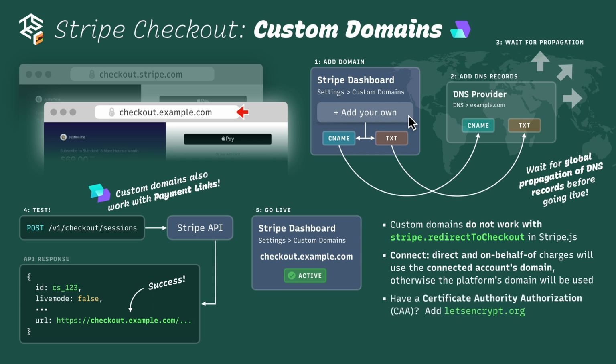Also note that if you have a certificate authority authorization record, you'll need to add letsencrypt.org to it in order to allow Stripe to generate a TLS certificate for your custom domain.